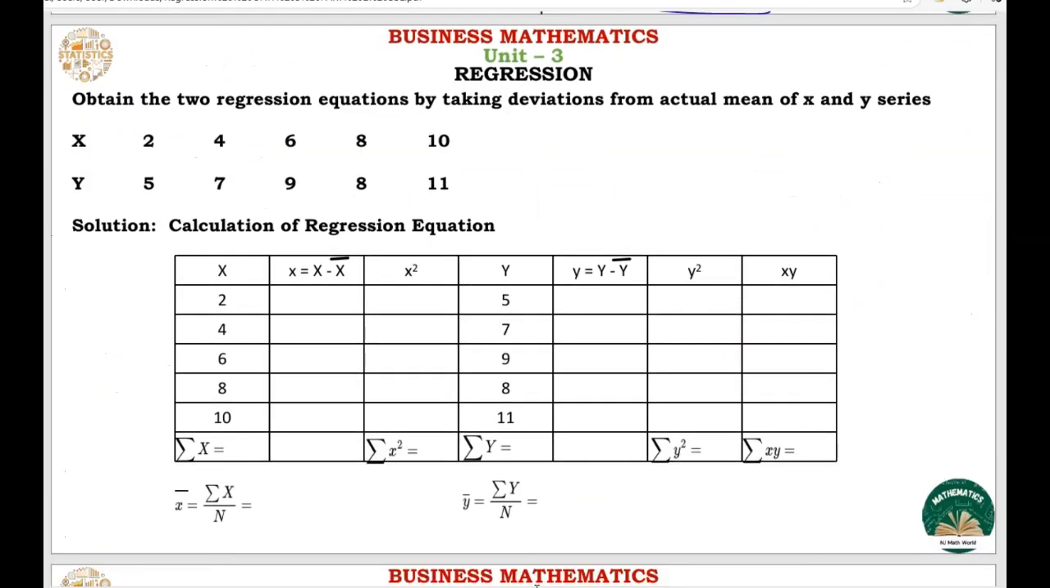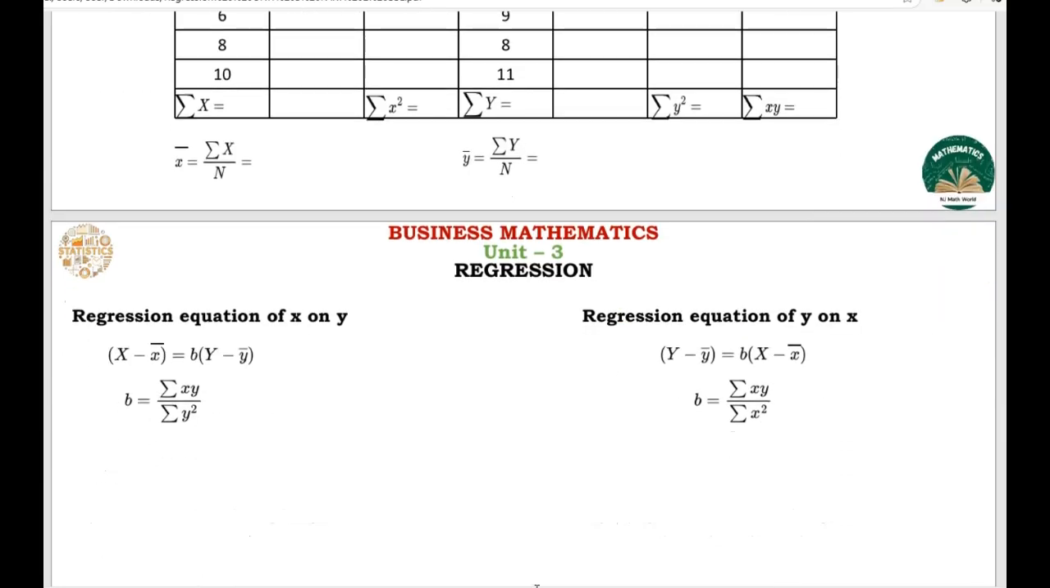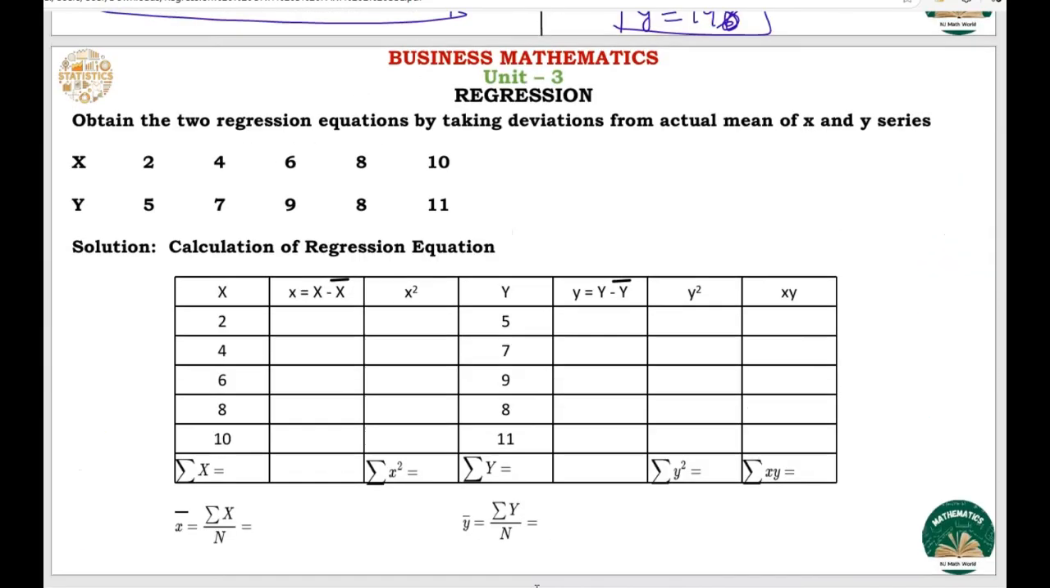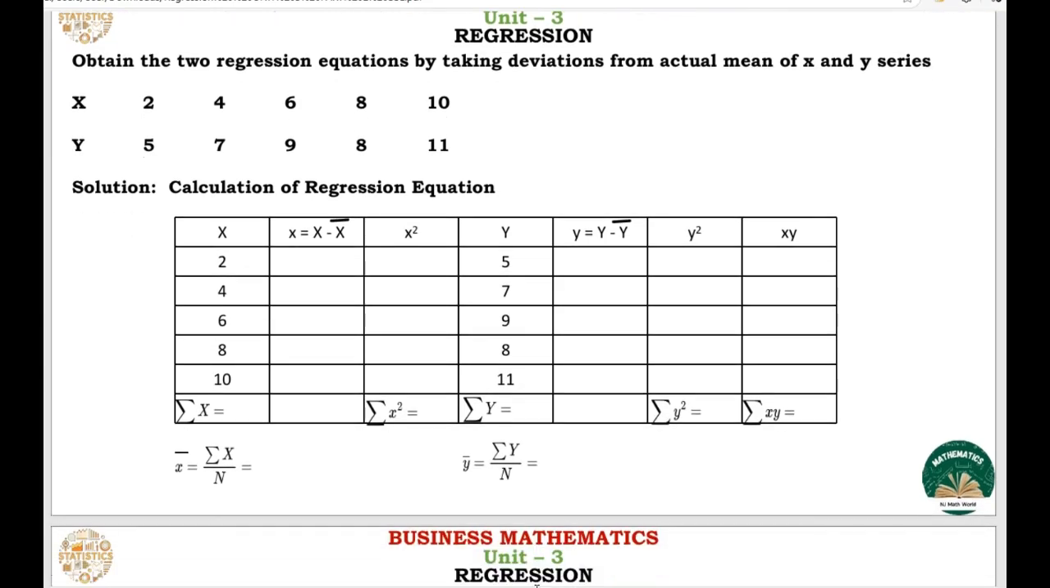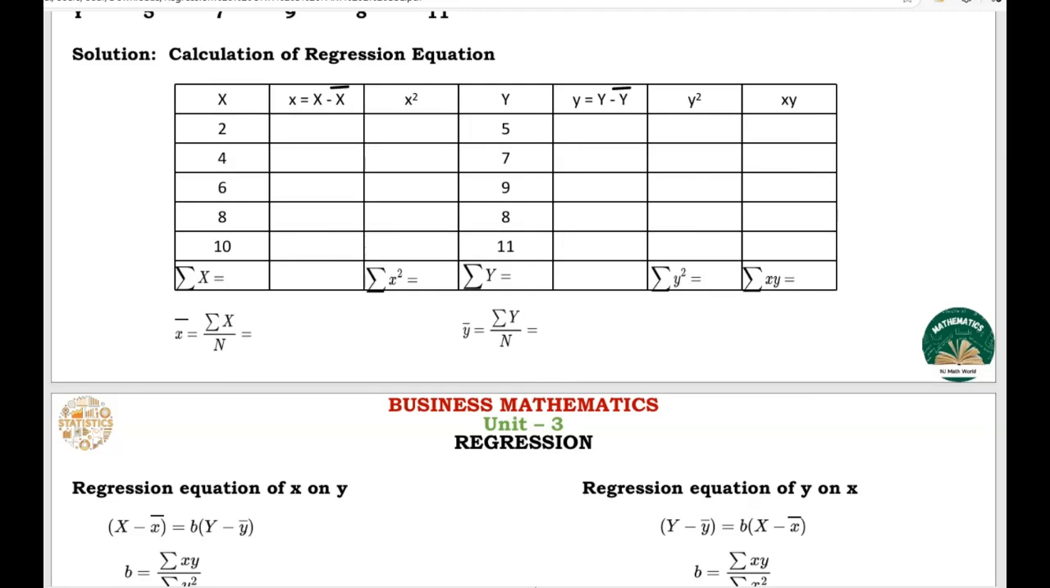Then they have given you the next one. Obtain the two regression equations by taking the deviation from the actual mean of the x and y series. So first, using the same method, we should find x bar and y bar, and then you have to substitute in the formula and get the answer if they give you this type of question. If they give you series, you should find this answer and calculate the value.